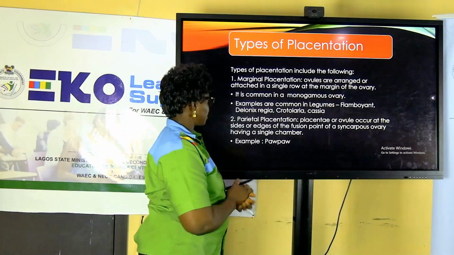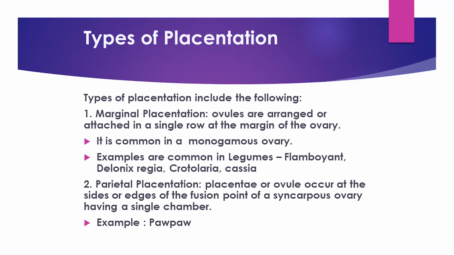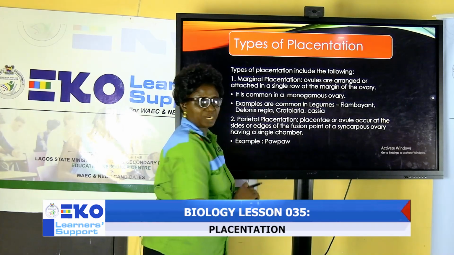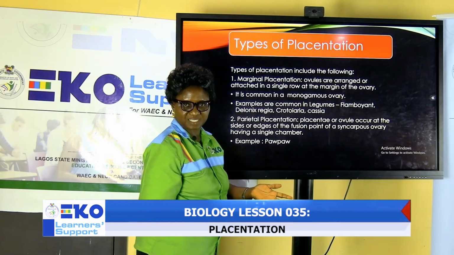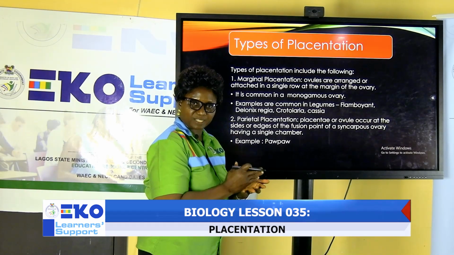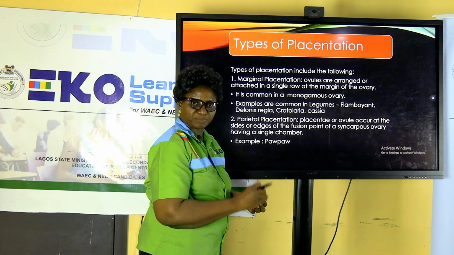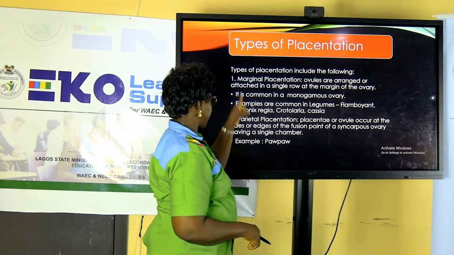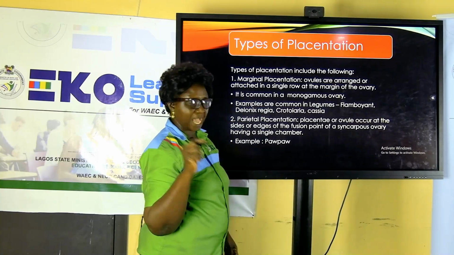What type of organism possesses this? Majorly legumes. So we have it in flamboyant, the plant with very brightly colored flower, Delonix regia. We have crotalaria. We have it in cassia. We have it even in beans. When you have the beans, for those of you that love cooking fried rice, you try to dice or cut it. You will observe a seed inside, in an elongated region. That is marginal placentation.